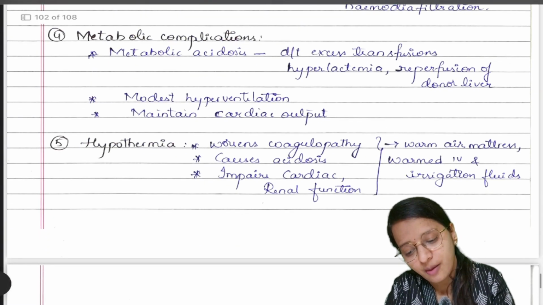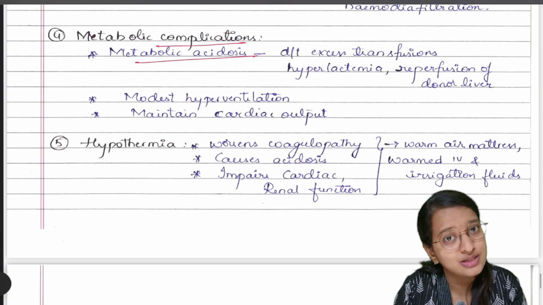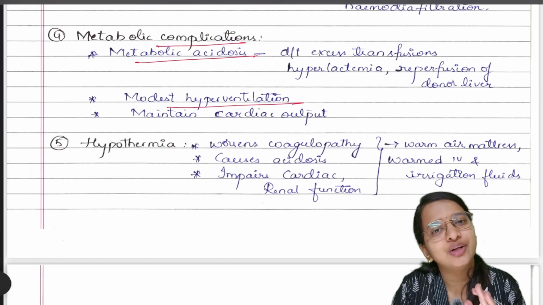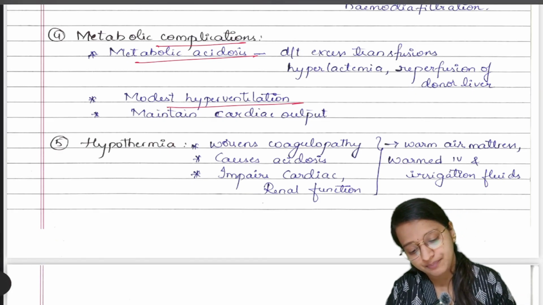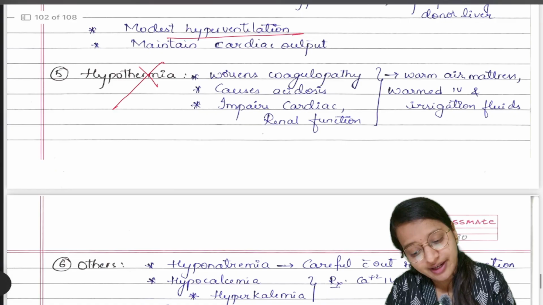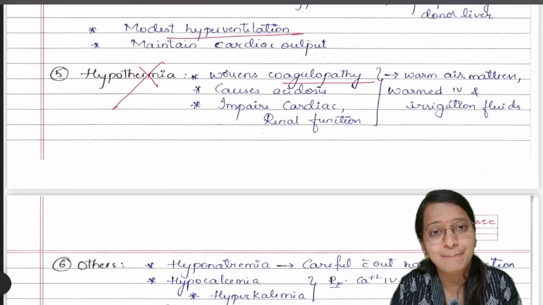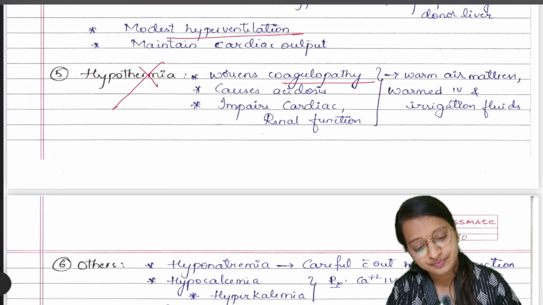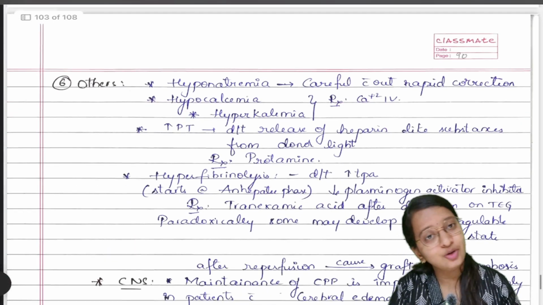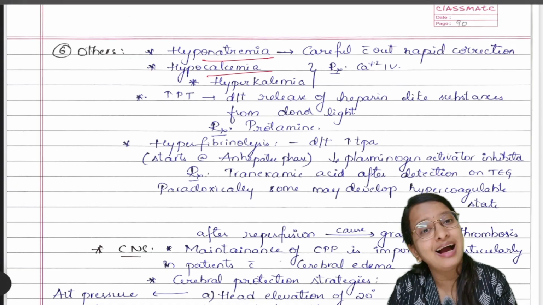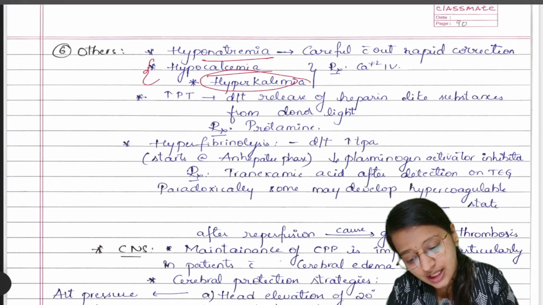Coming to metabolic complications, there will be metabolic acidosis, right? And we have to maintain a modest hyperventilation, and we have to definitely maintain the cardiac output. We have to prevent hypothermia because it worsens the coagulopathy, causes acidosis, and impairs organ function. So other complications might be hyponatremia, hypocalcemia, hyperkalemia. This we have already seen, right?